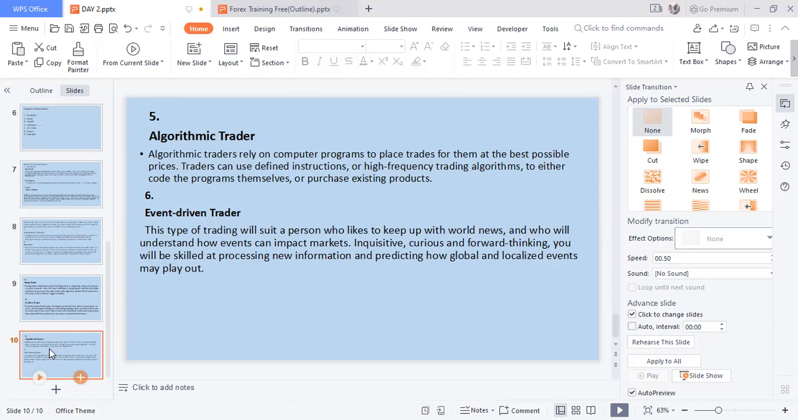Event-driven traders. This type of trading will suit a person who likes to keep up with world news and who understands how events can impact the market. They are simply news traders. They check out the information in the market. Oh, is this what is coming up? Yes, let us fight it. Are you with me? Let us see what is going on. So these are event-driven traders.